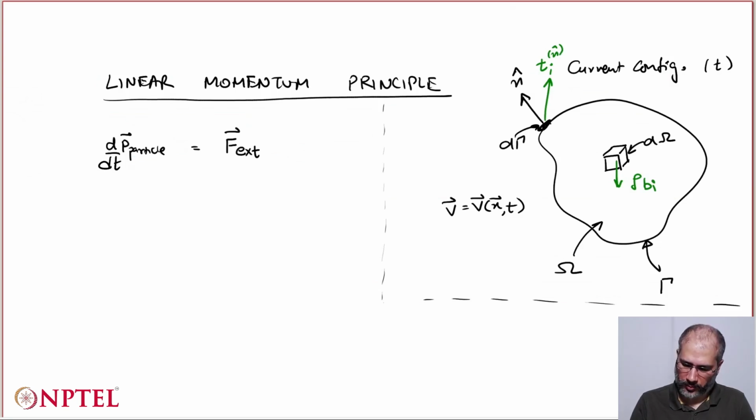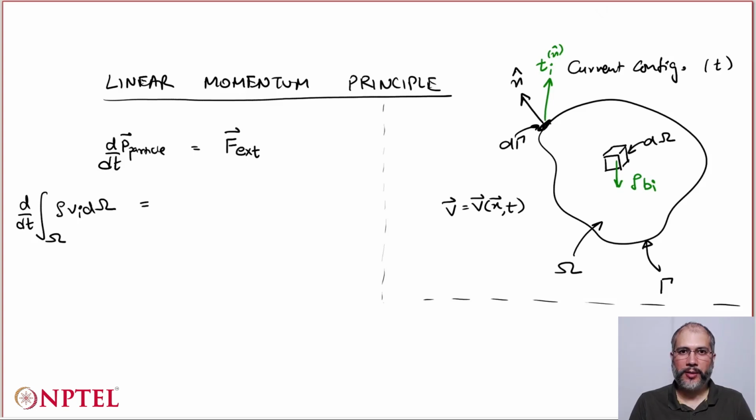So the left hand side becomes d by dt of the integral over the complete volume of the infinitesimal momentum. Now dp can be written as dm, which is the mass of the infinitesimal volume, times the velocity field, and dm can be written as density times d omega. So this is the left hand side.